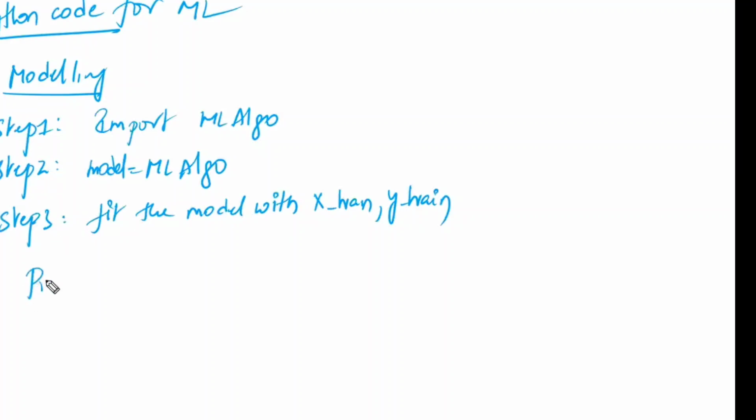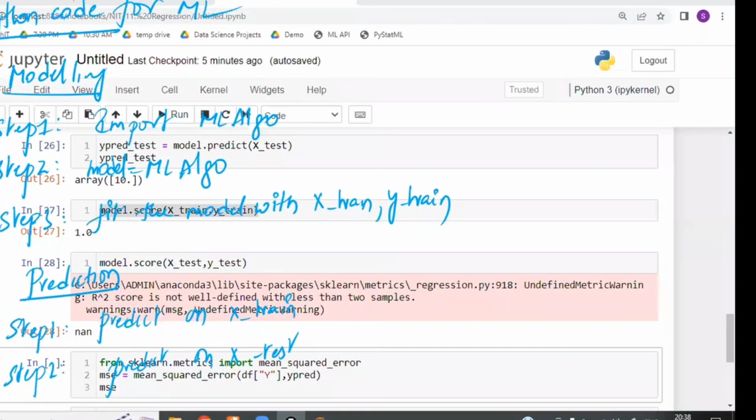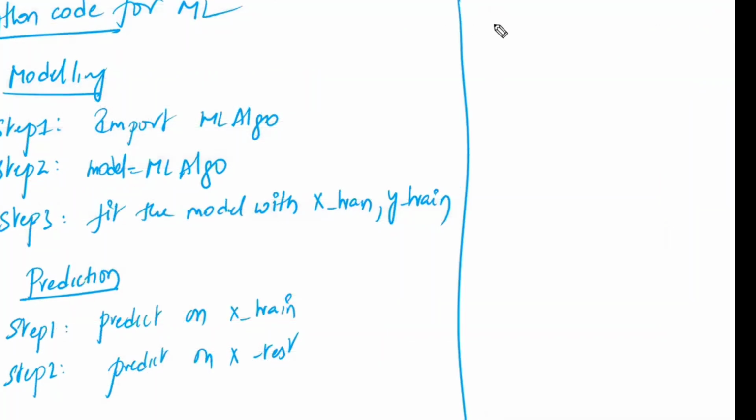Next one is prediction. Inside the prediction, again step 1, step 2. Step 1 within the prediction is predict on X train. Again, predict on X test. These 2 are called predictions: predict on X train and predict on X test, separately. Right? Next, finally, evaluation.